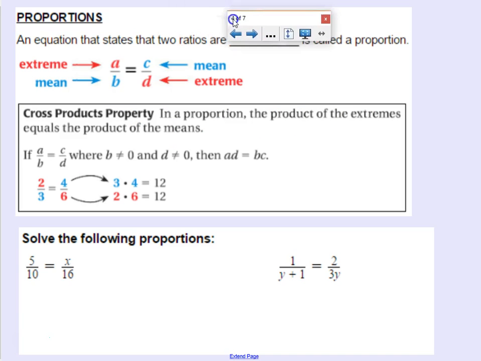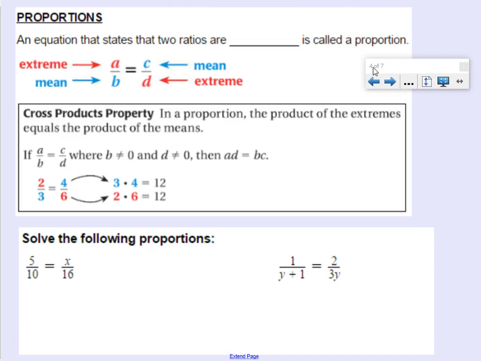Next piece is proportions. This should be familiar to you guys. A lot of this would have been done in 7th grade. An equation that states that two ratios are equal or equivalent is called a proportion. So two ratios that are equal is called a proportion. If you look here, we have one ratio set equal to another ratio.